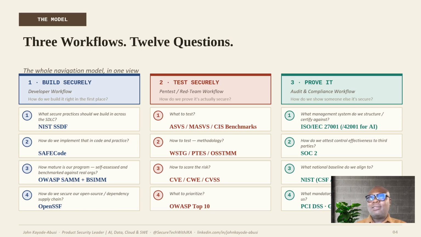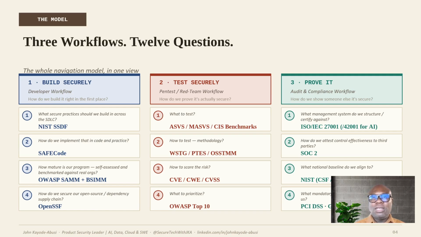Then the last workflow there is audit and compliance. So you have something that will tell you what management system we structure or certify against. Then, how do we attest control effectiveness to a third party? That is SOC 2. What national baseline do we align to? What mandatory legal or industry rules apply to us? You can see PCI DSS if you're in the payment industry, GDPR in Europe, and HIPAA for health platforms, and what have you.